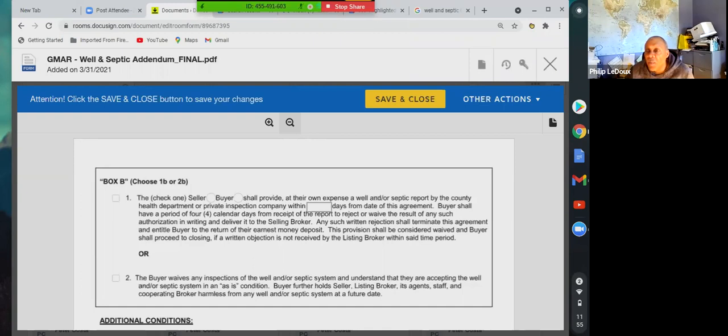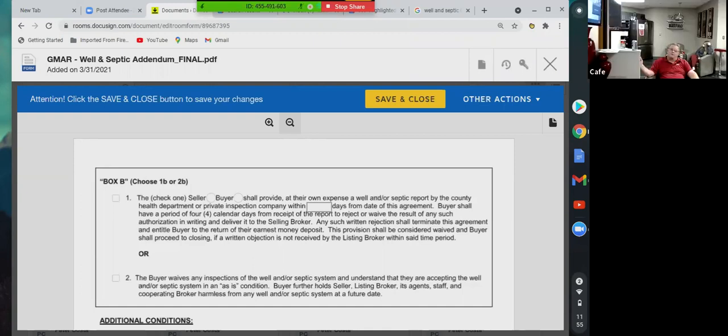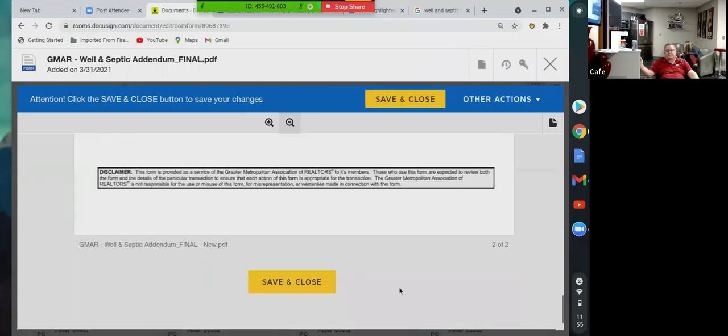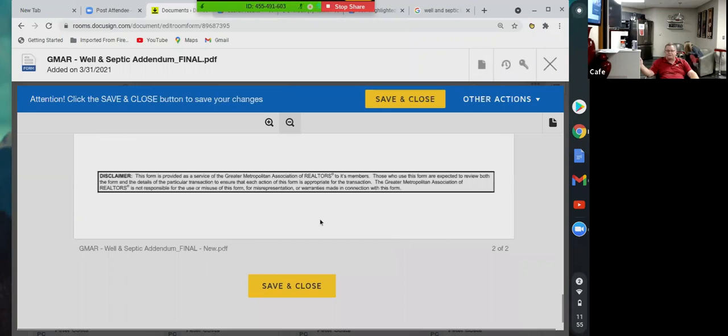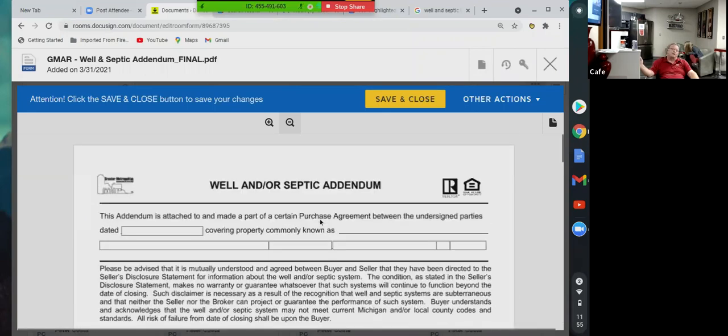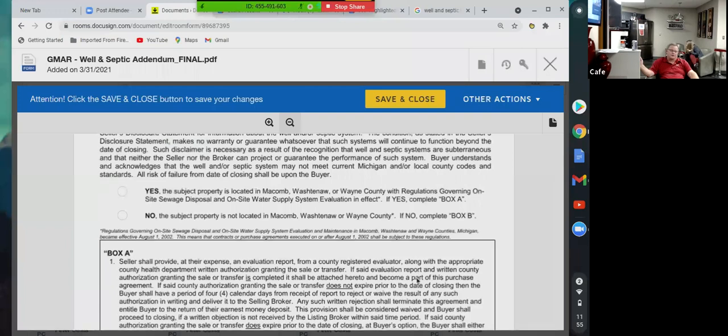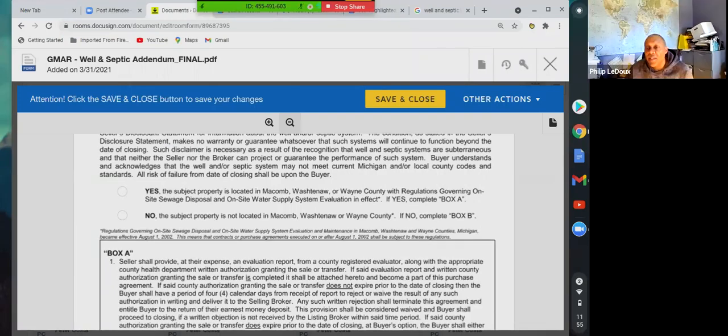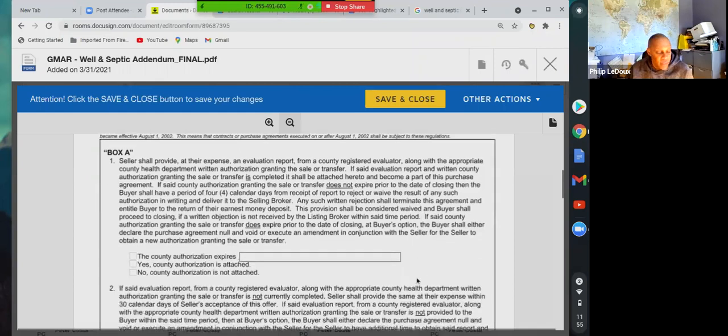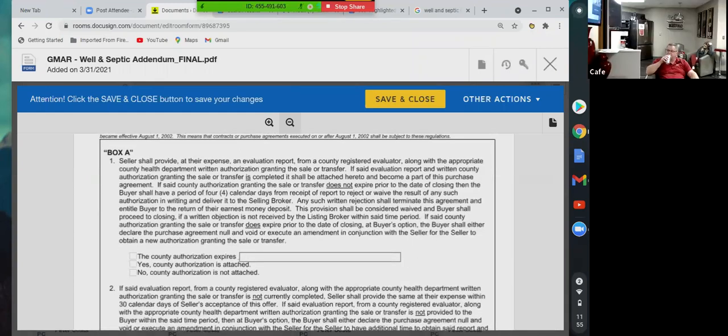Is this a new well and septic addendum, Pete? Phil, it's been out there for a while. It's been in with us for a few months, but I really need you guys to make sure this is the only one. And I'm probably going to pull everything else out that refers to a well and septic. Reason I ask is the one in our workbook is not this one. That is correct, Phil.